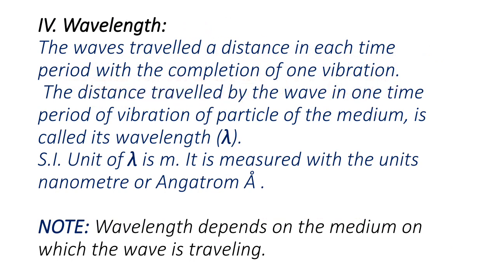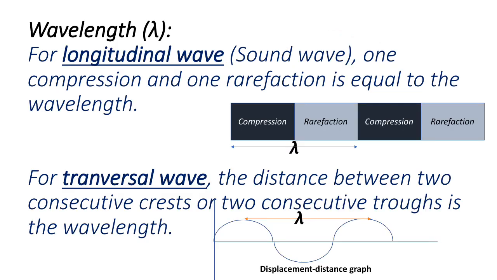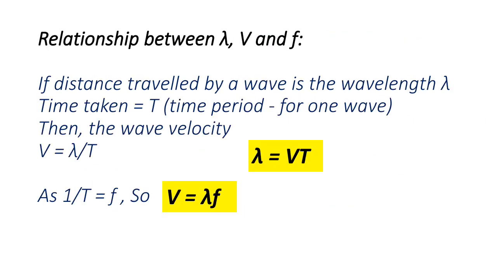As one vibration is completed, the time taken for that one vibration is called the time period, capital T, and the distance covered during this time period is called the wavelength. So if the distance traveled is the wavelength, then the time taken is the time period T, and during this time period one vibration is completed. So the wave velocity, as we know, velocity means distance divided by time. Here the distance is the wavelength and the time is the time period.